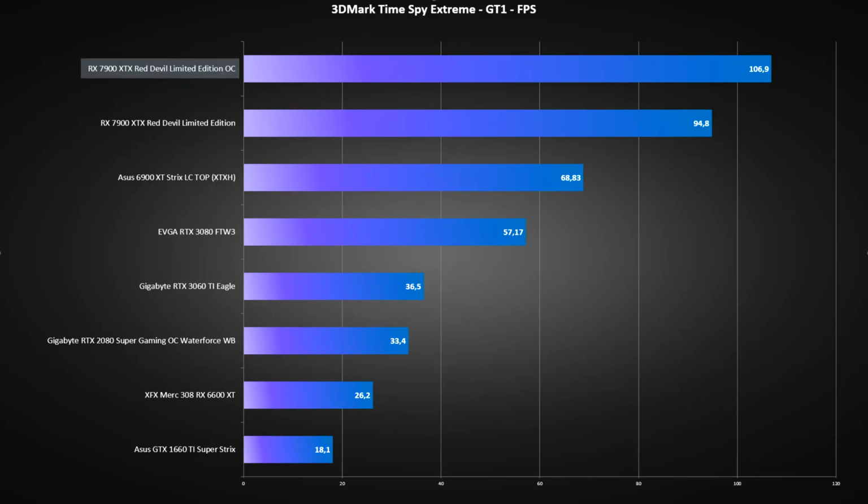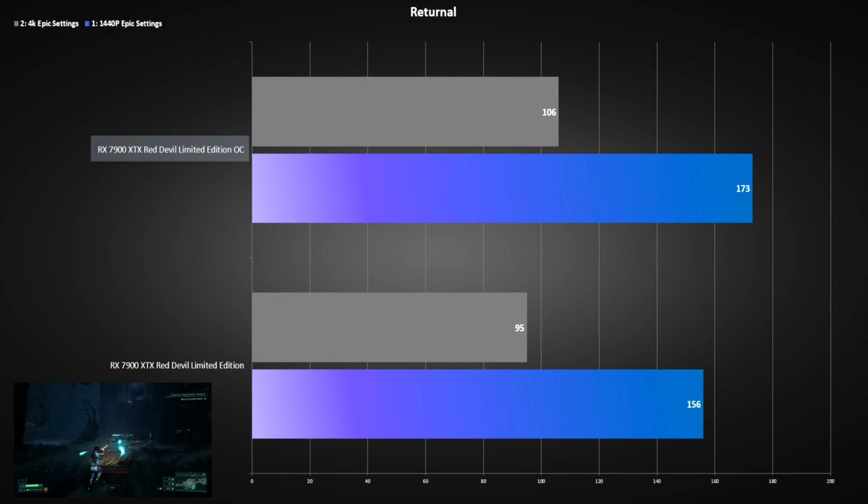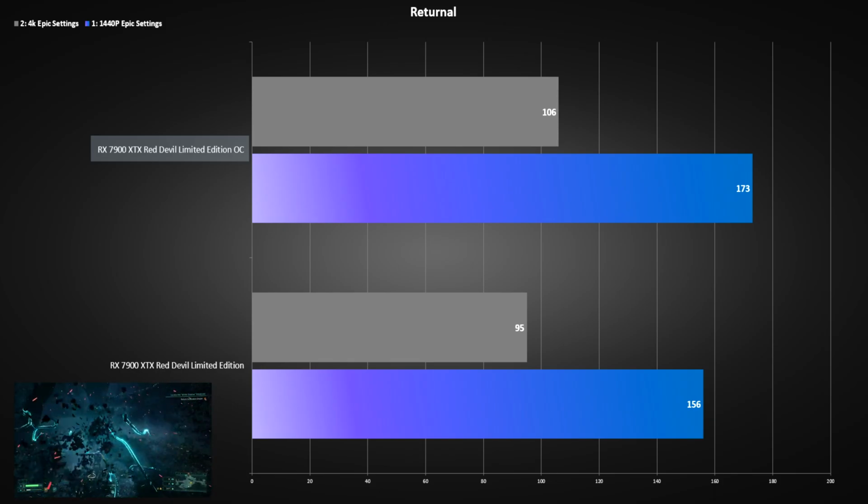In Dying Light 2, at stock settings, we get 95 FPS, and with the overclock, we are getting 107 FPS. That is a massive 11% increase in performance. If we instead take a look at a game, Returnal, in 4K, we will see the same performance increases. We got 95 FPS at stock settings, and with the overclock, we are running at over 106 FPS now.